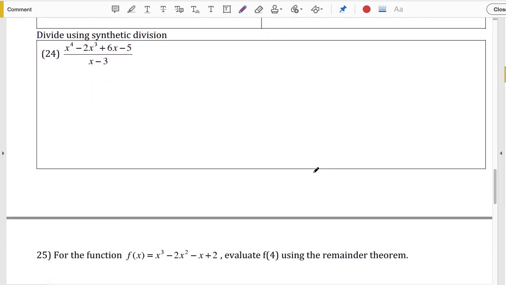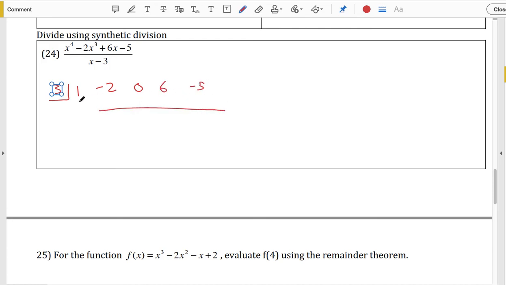Okay, so next, we got one more synthetic division. So we've got x to the 4th. So we are dividing by x minus 3. So we got to put a 3 right here. Since we put the 0 of what this would be in here. And I got another missing term. So I got a 1 for the 4th, -2 for the coefficient of the x cubed term, 0 because there is no x squared term, then 6, then -5.